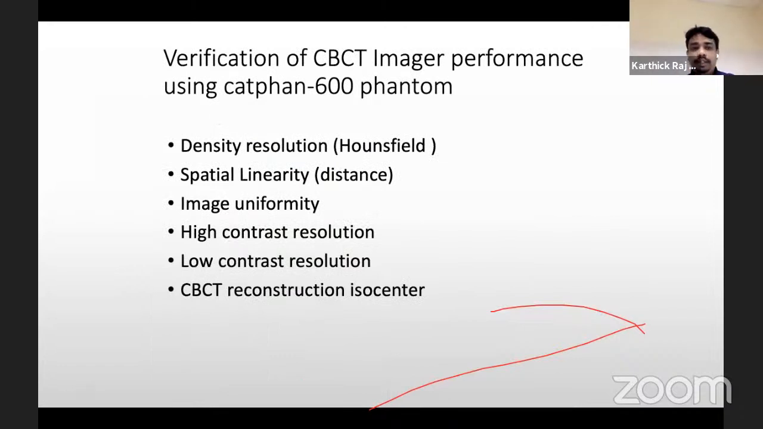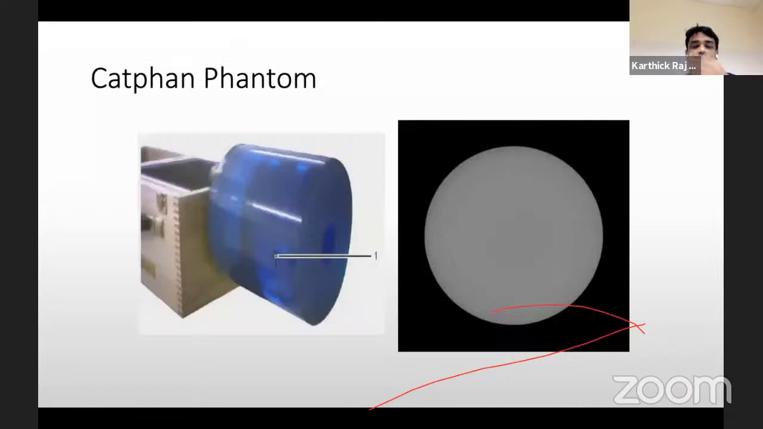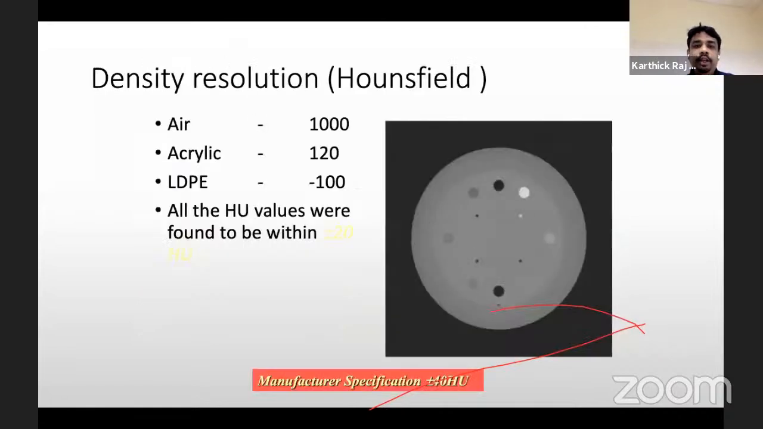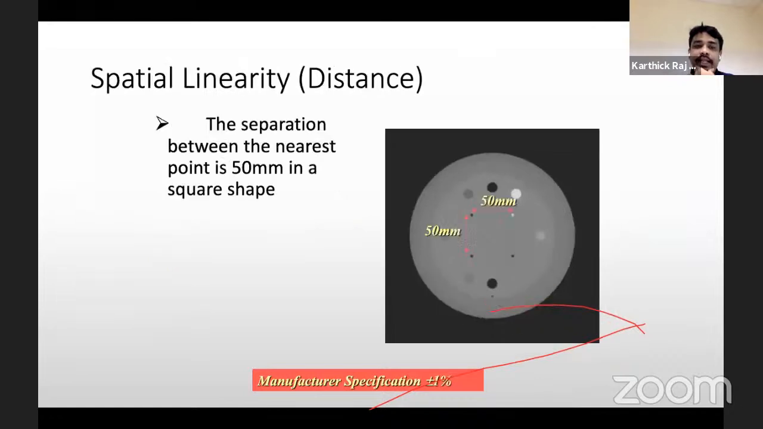These are some procedures we do for CBCT QA. We use a CATPHAN phantom, where you can check the density resolution and check that the Hounsfield units are correct in the CBCT data. And for spatial linearity, the distance between these two holes in the phantom is exactly 5 centimeters. So I did a CBCT and checked whether it is 5 centimeters or not. If it is not 5 centimeters, then your reconstruction has some problem. These are the checks we do for spatial linearity.